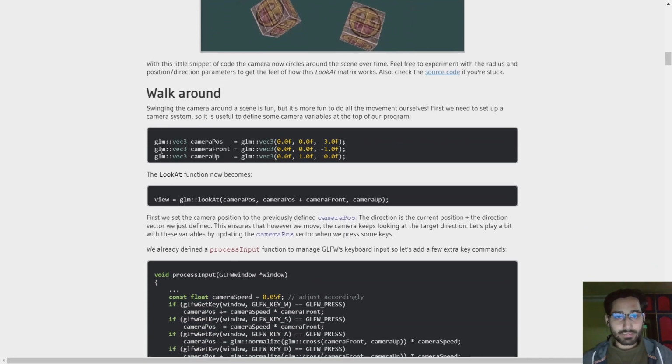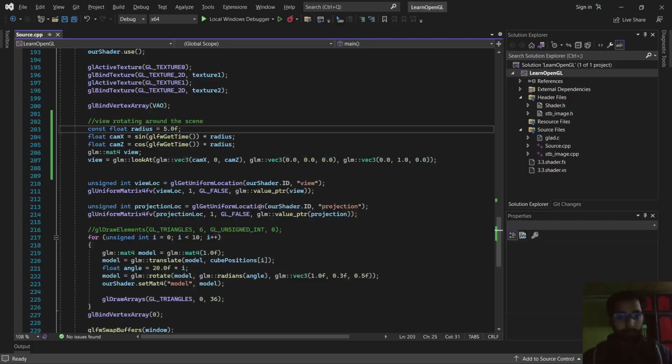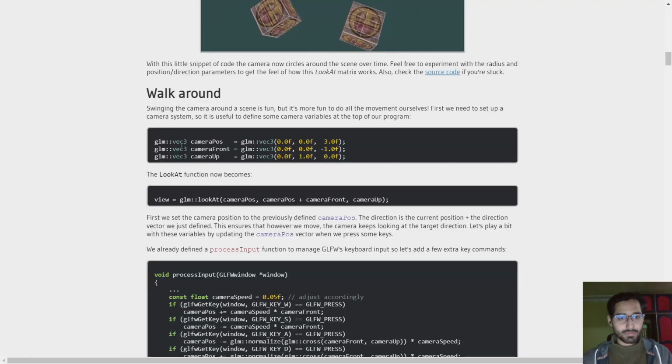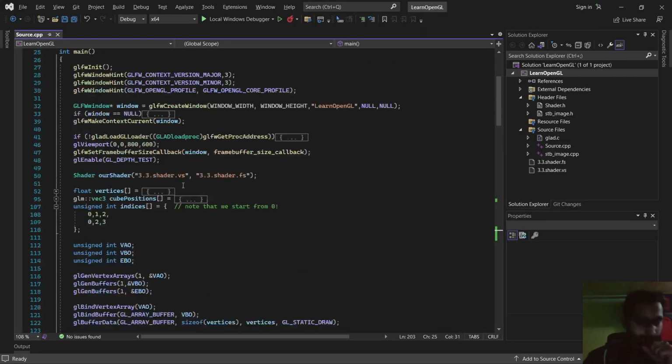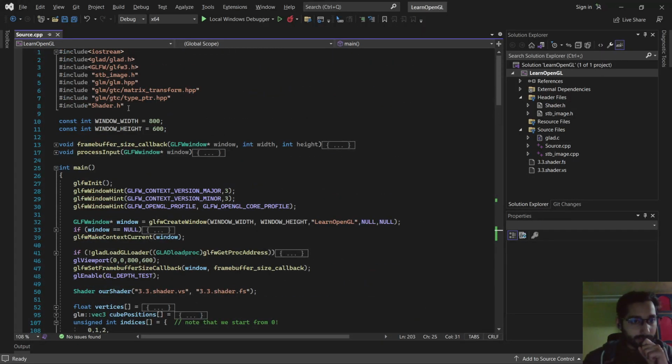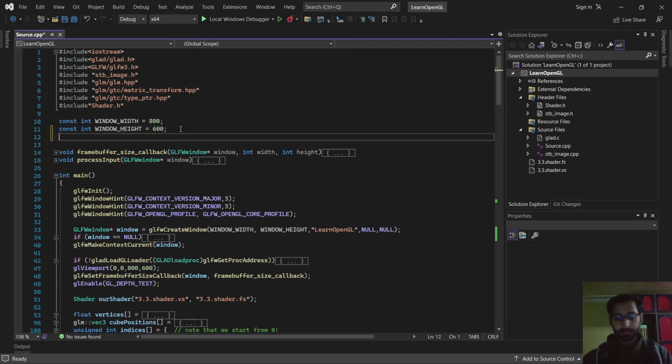Swinging the camera around a scene is fun, but it's more fun to do all the movement ourselves. First, we need to set up a camera system, so it is useful to define some camera variables at the top of our program. We're going to need to define the camera position, the front and up, and then we're going to pass all that to the lookAt function. I can just do that here right after glm::rotate.